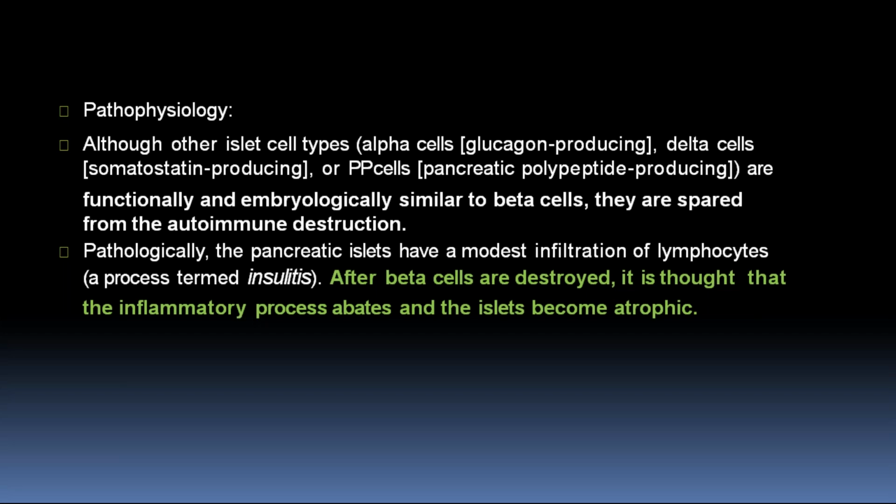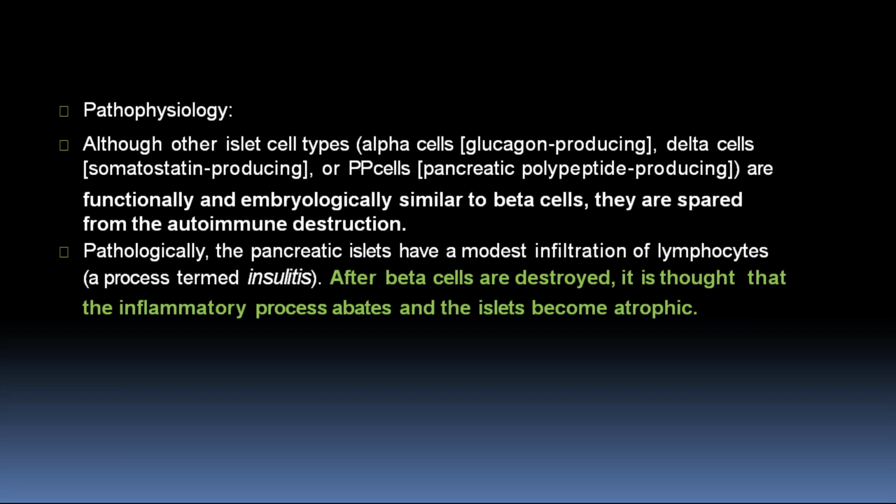Now coming to the pathophysiology, although other islet cell types, alpha cells that is glucagon producing, the delta cells which is somatostatin producing, and the pancreatic polypeptide producing cells are functionally and embryologically similar to beta cells, they're spared from the autoimmune destruction. Pathologically, the pancreatic islets have a modest infiltration of lymphocytes, a process termed insulitis. After beta cells are destroyed, it is thought that the inflammatory process abates and the islets become atrophic.